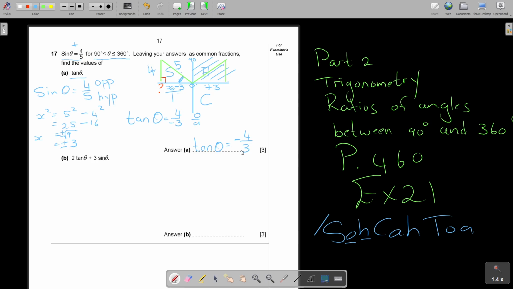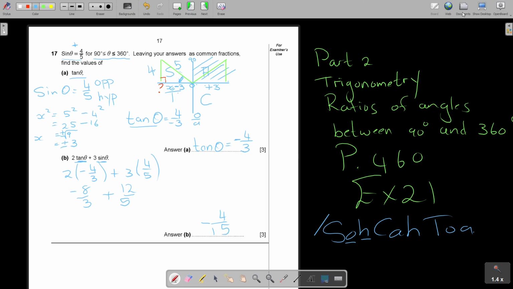Then the next one. Now, don't forget you have tan, and there is your tan, and you have sin. And they just want you to calculate the fraction now. So, substitution. Put in tan. Put in sin. And then work it out. And then I get -8 over 3 plus 12 over 5. And that is going to be -4 over 15. And that's going to be my final answer.